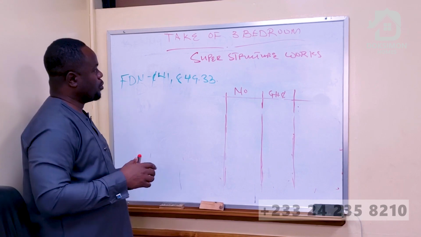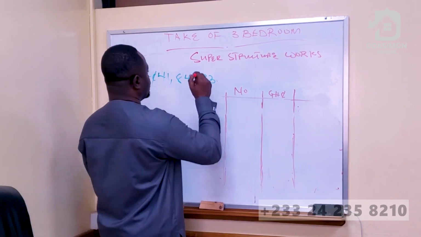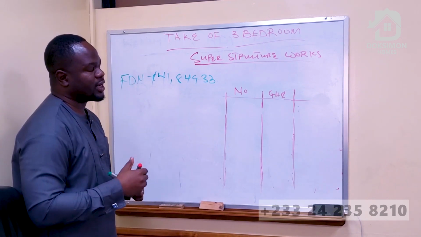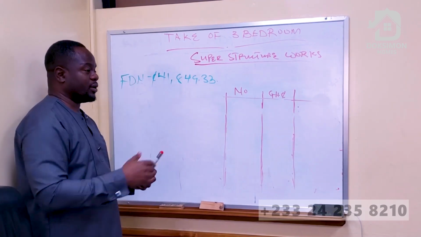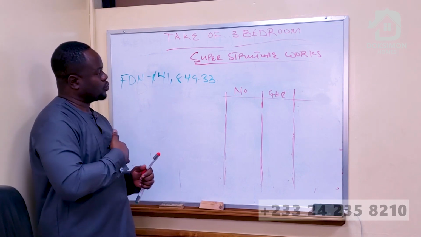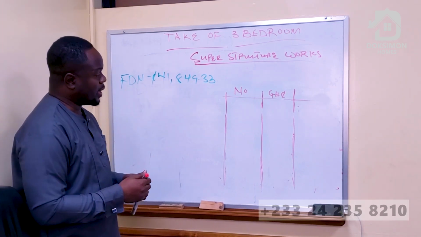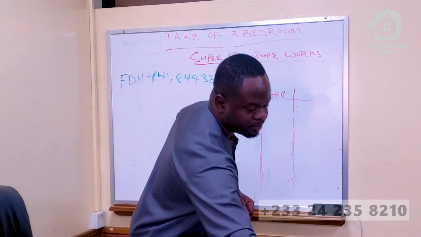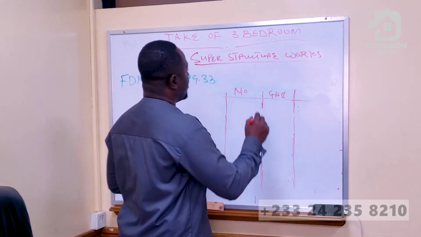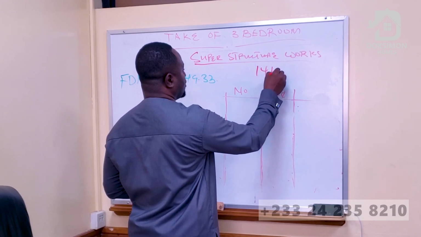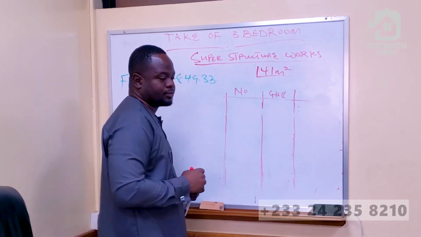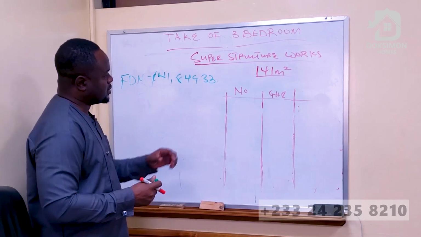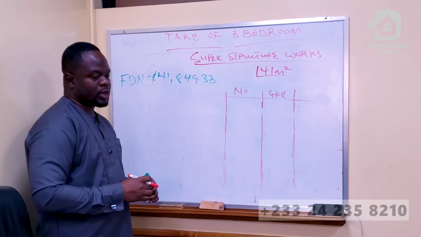All right, so we're moving to the superstructure. We are done with the substructure. Superstructure is anything above the earth or the foundation. So we're going to get the number of blocks that we are going to use. We are using an area of 141 meter square. That is the area that we are going to use.